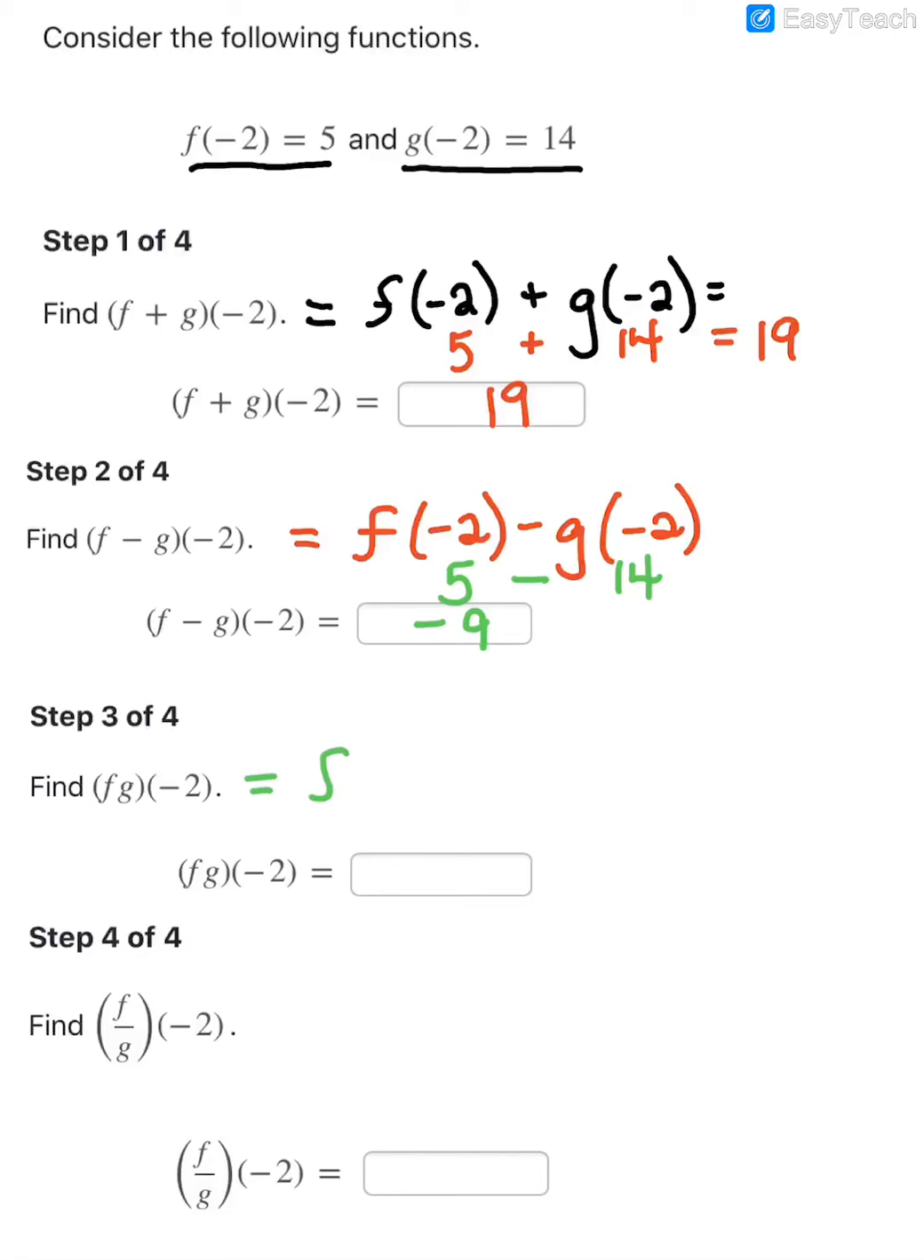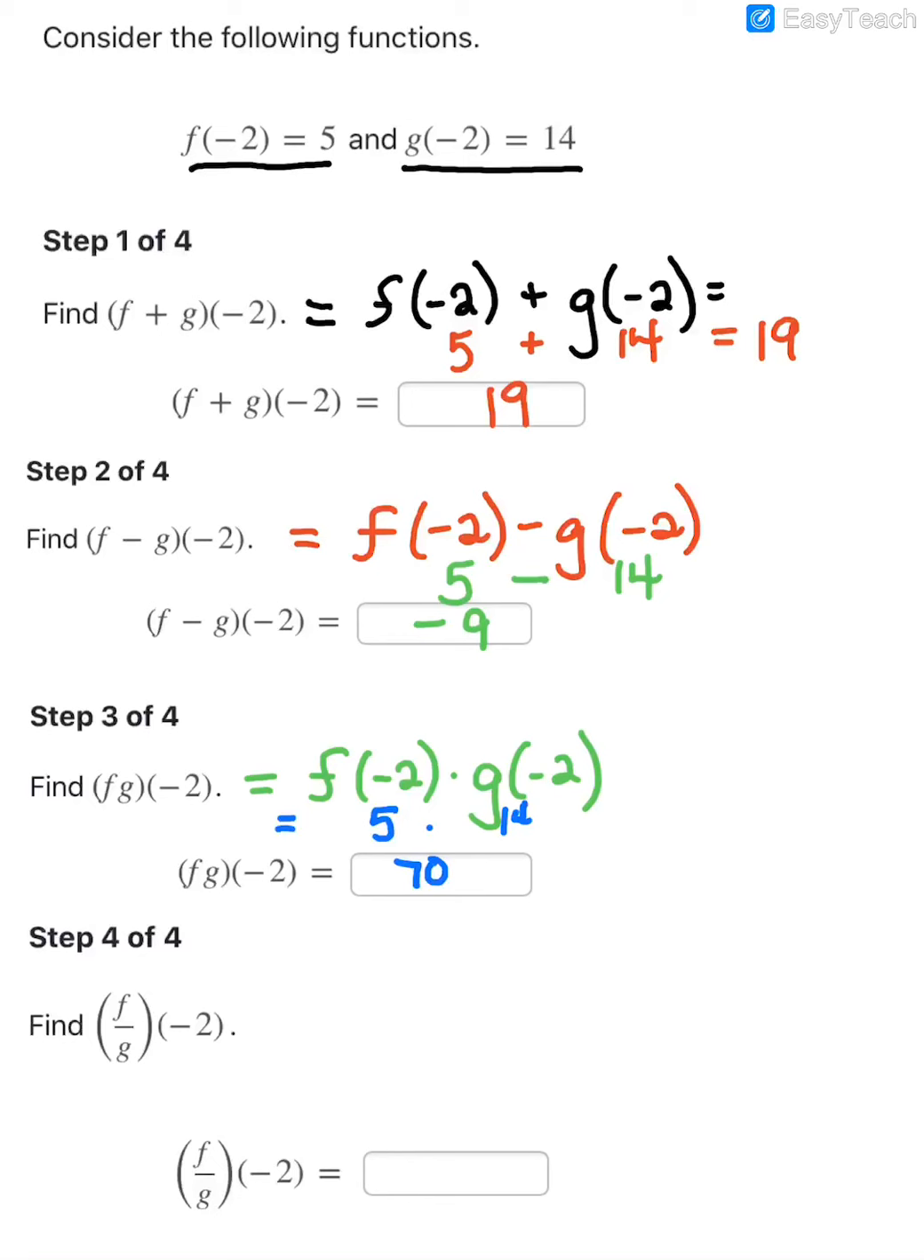Multiplication works the same way, so we'd have the f of -2 times the g of -2, which in this case, again with our defined values, would be 5 times 14, and so we would end up with a value of 70. 5 times 14 would be 70.